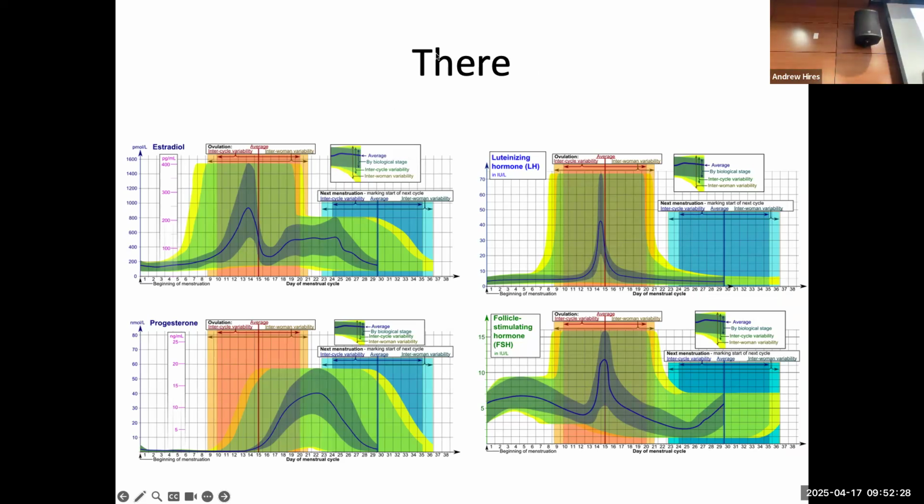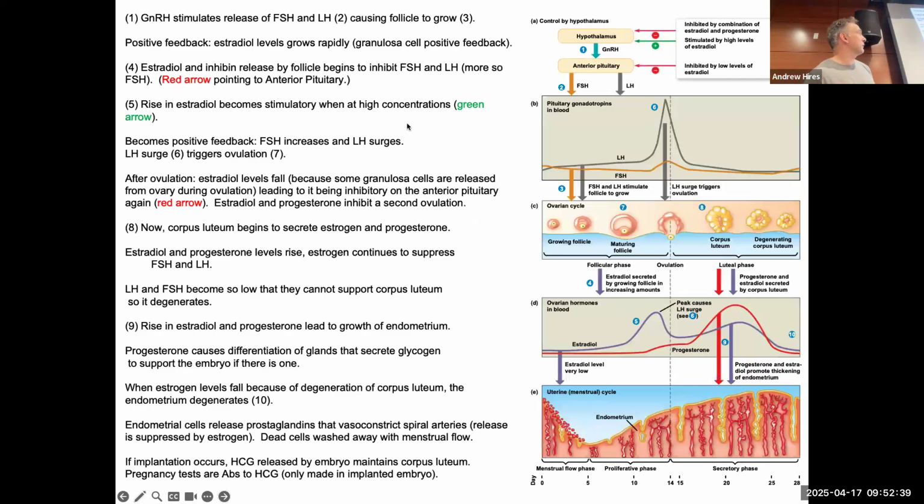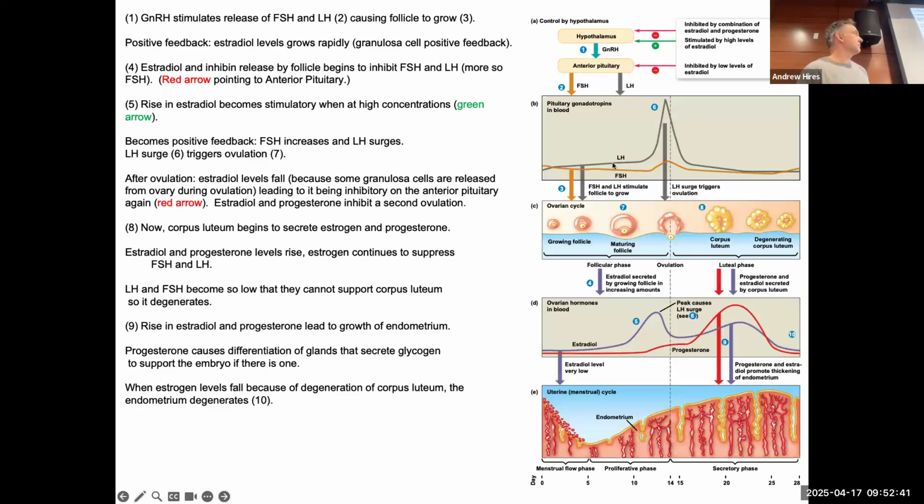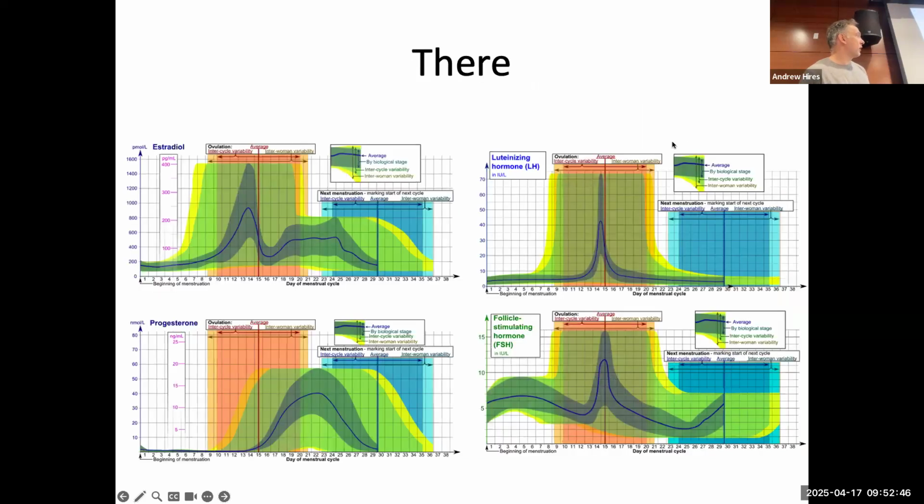Here are the actual plots across the human population of the four major hormone players here. You can see from this chart, this is just some line that people drew in a textbook. Here's the actual data. It's hard to see some of the subtleties when you're just looking at that line. So we've got estradiol, luteinizing hormone, progesterone, and follicle stimulating hormone. There are some cool things that you can see here.